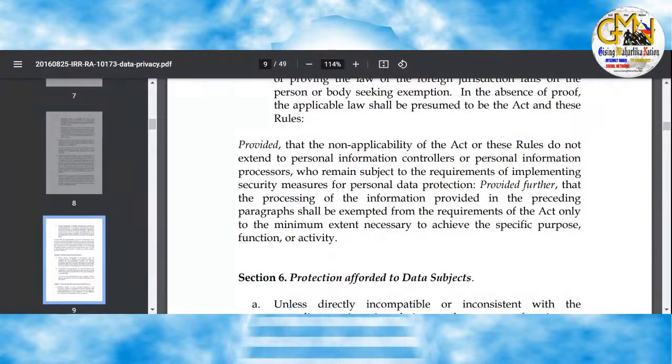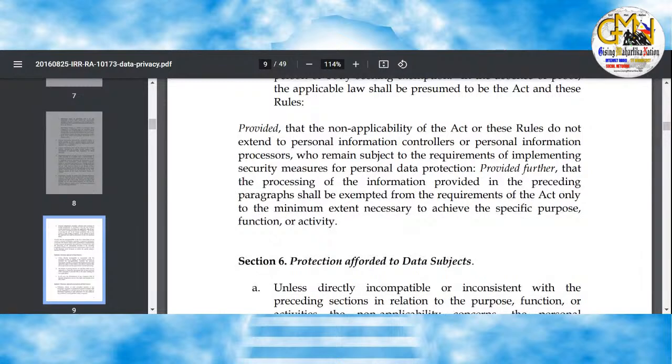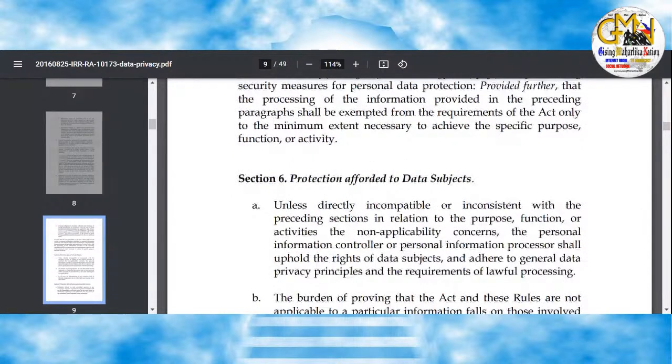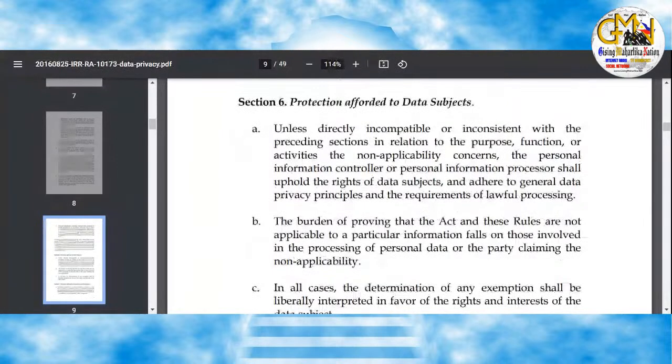Provided further that the processing of the information provided in the preceding paragraphs shall be exempted from the requirement of the Act only to the minimum extent necessary to achieve the specific purpose, function, or activity. Section 6. Protection afforded to data subjects. A. Unless directly incompatible or inconsistent with the preceding sections in relation to the purpose, function, or activity of the non-applicability concern, the personal information controller or personal information processor shall uphold the rights of data subjects and adhere to general data privacy principles and the requirements of lawful processing.